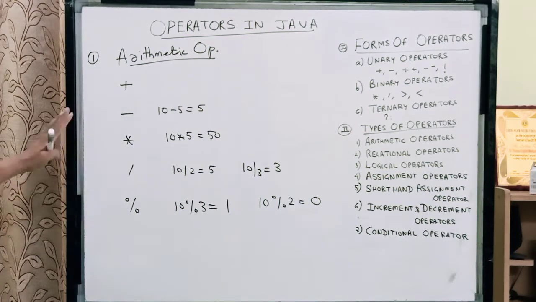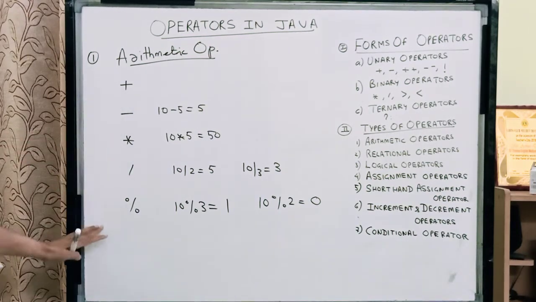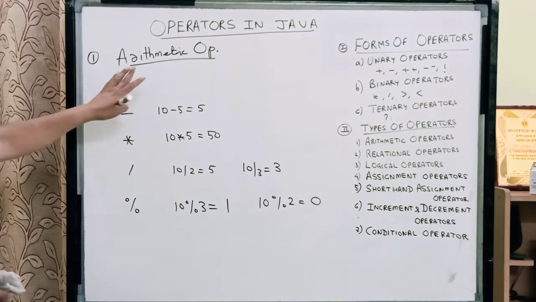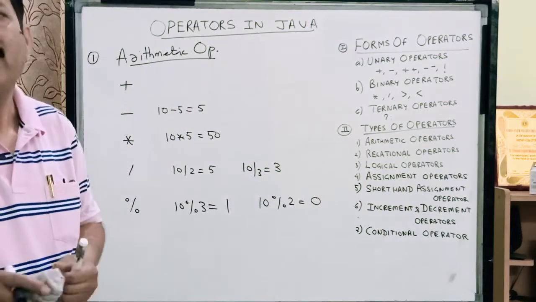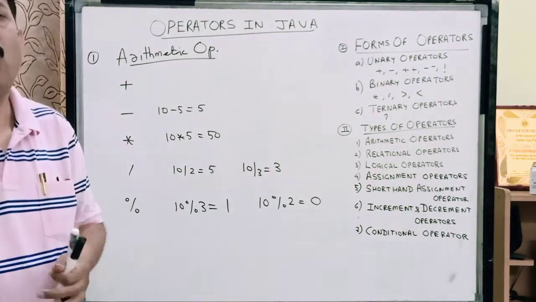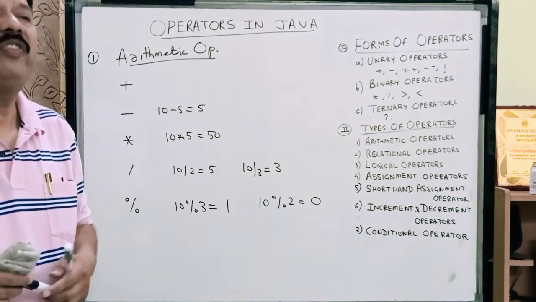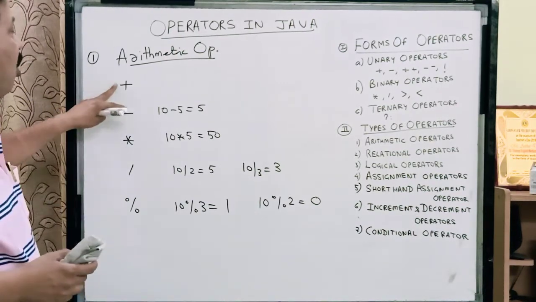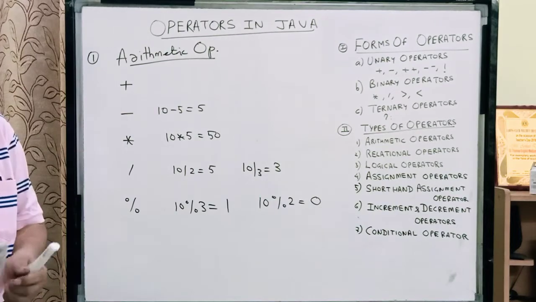Now children, one more thing comes. When we have multiple operators of the same type or of different types, then we have the order of precedence. Order of precedence means the order in which all these operators are going to get evaluated.